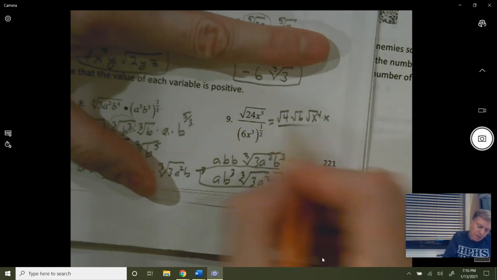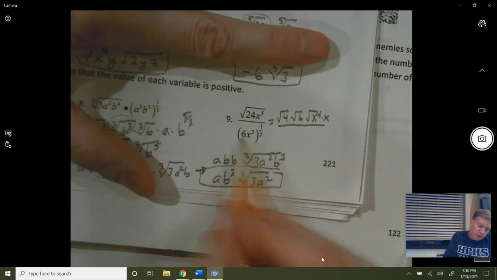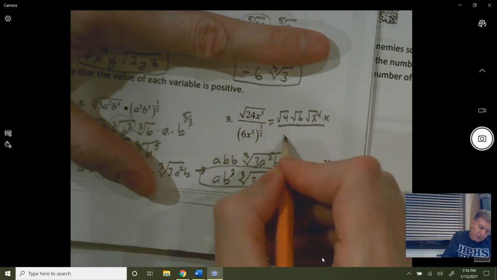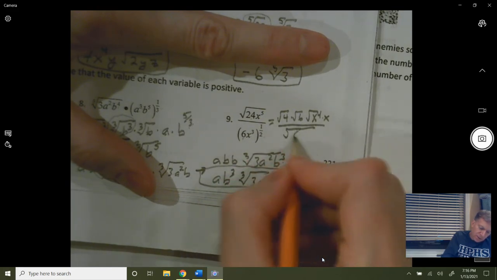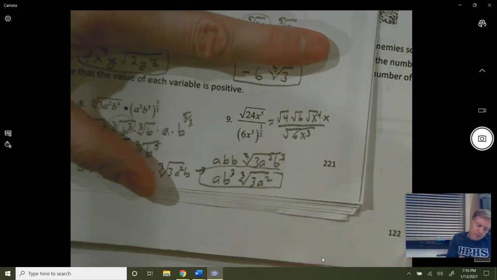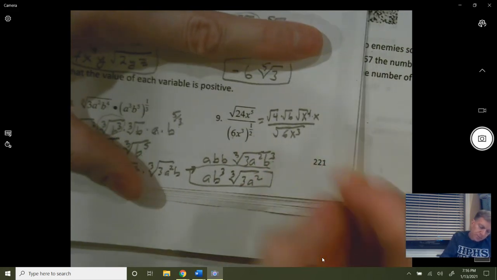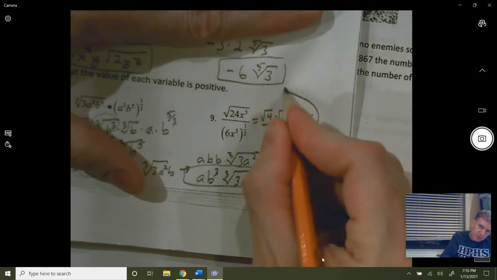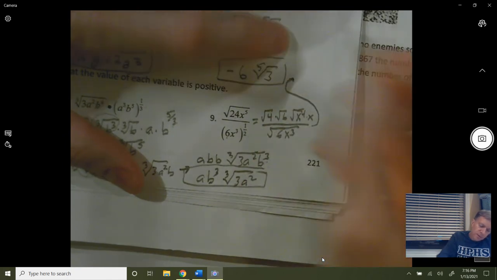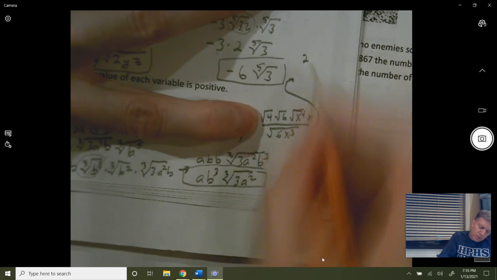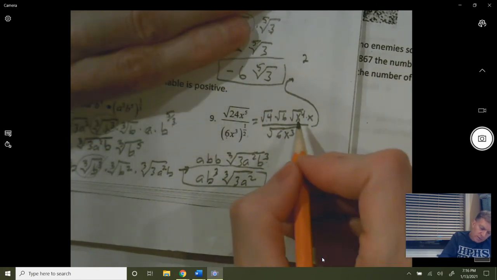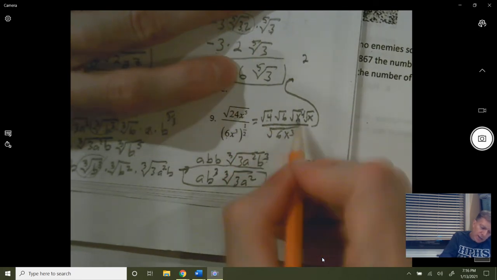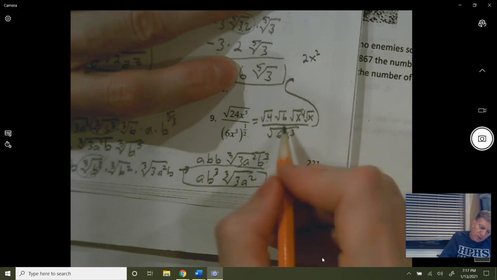Okay, and on the bottom, I've got 6. Well, this is just the square root of 6x cubed. Okay, and let's break that apart. So this becomes, let's go over here. Square root of 4 is 2. Square root of x to the 4th is x squared. This x is under a radical, right? So we've got 2 and x squared. Then under the radical is rad 6x.